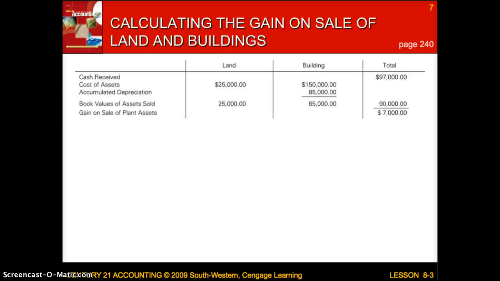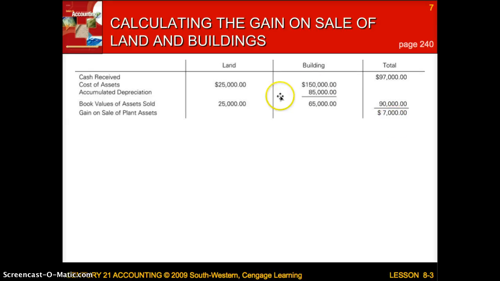Calculating the gain on sale of land and building, this is what this will look like. You have your total cash received of $97,000. The cost of your assets will be broken up in between your land and your building, so $25,000 for your land and $150,000 for your building. Your accumulated depreciation was $85,000. Your book value of your assets sold, okay, and then your gain on your sale of your plant asset.